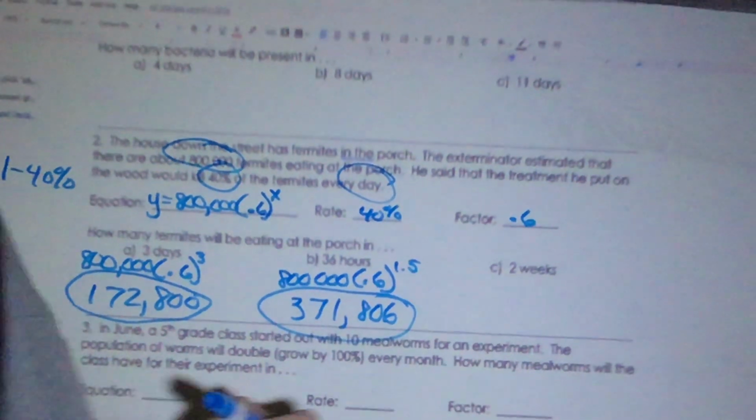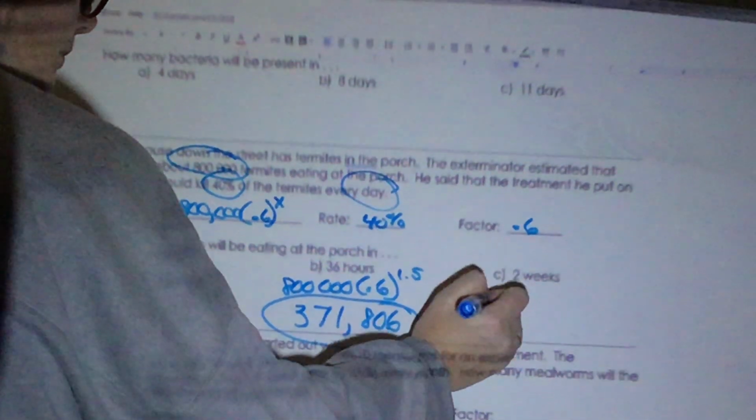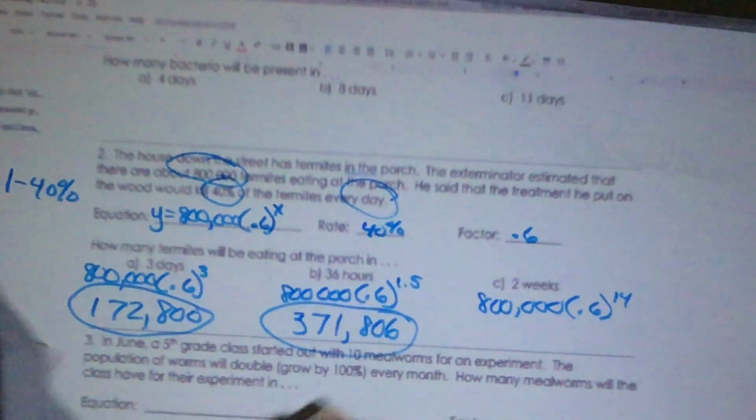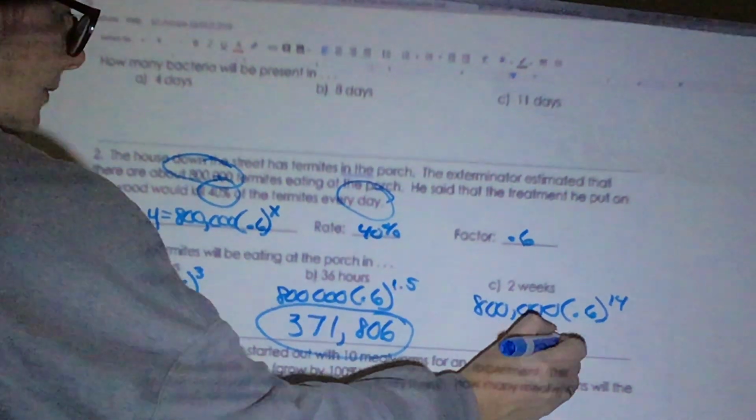And for the last one, for 2 weeks, if this happens every day, we want to put 14 in for X. Then we're going to get 627.